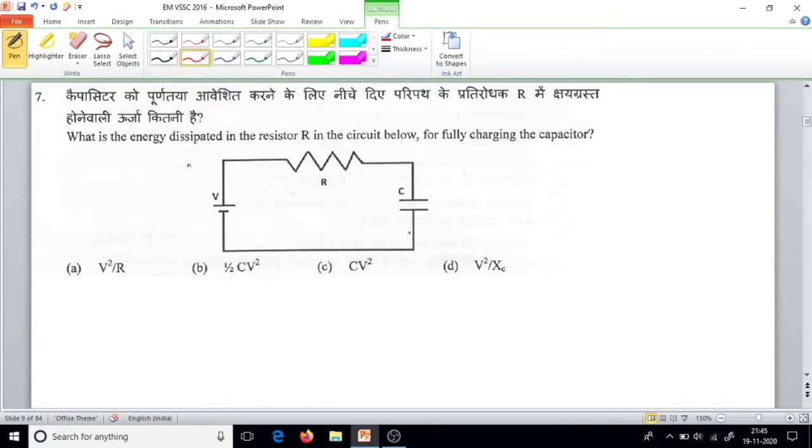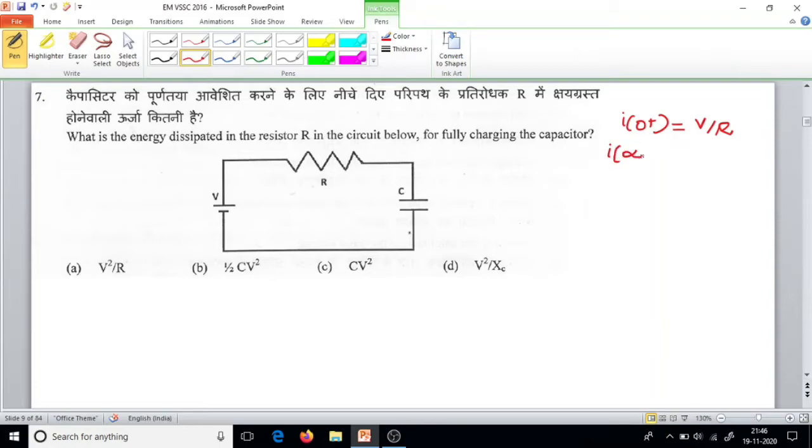Question number 7. What is the energy dissipated in the resistor R in the circuit below for fully charging the capacitor? Now, what is the current flowing once a capacitor is connected to the circuit? Initially the instant current will be high. That current is V by R. This voltage divided by R will give the maximum current V by R. This is at the power on time.